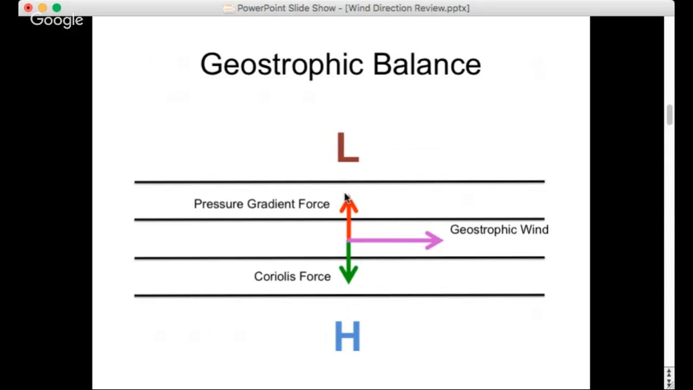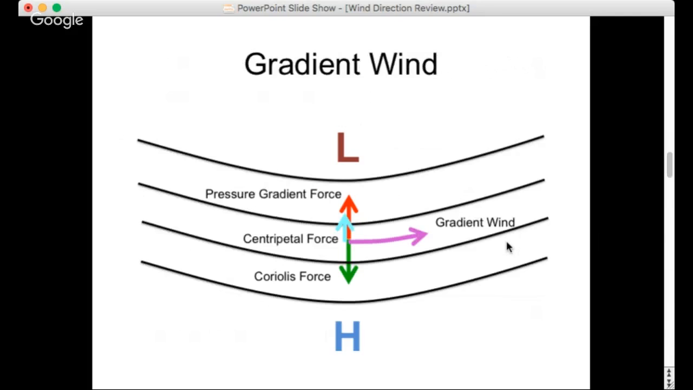So in this case, if we had high pressure at the bottom of the screen and low pressure at the top of the screen, these two forces, the pressure gradient force and the Coriolis force, would combine to give us a geostrophic wind that's blowing from the left-hand side of the screen to the right-hand side of the screen. So if this were a typical orientation of directions, north, south, west, and east, this is what we would call a west wind, geostrophic.